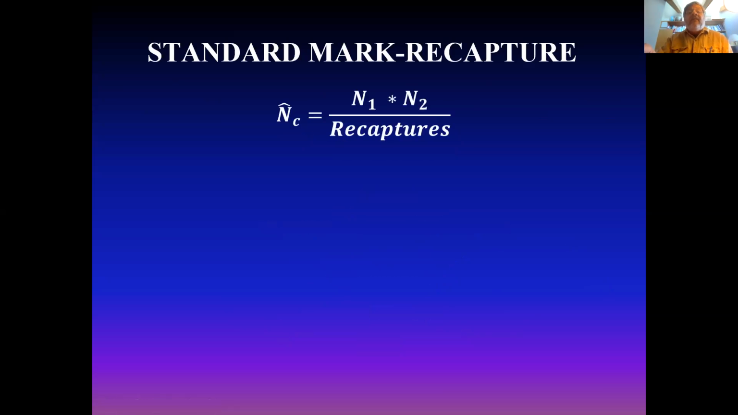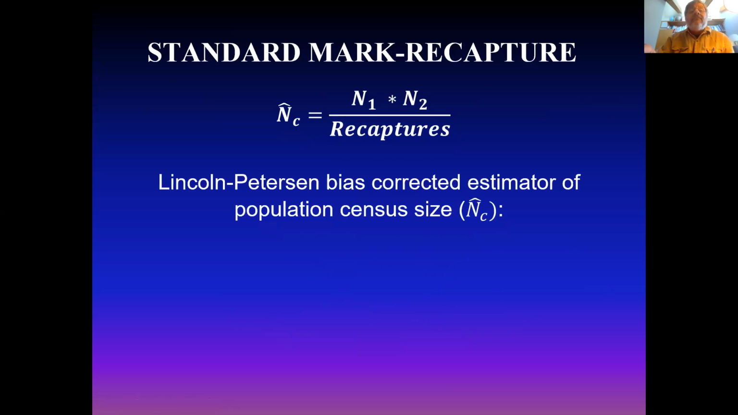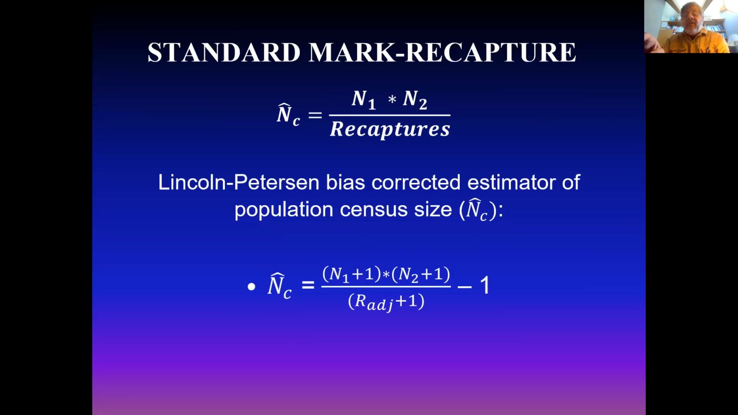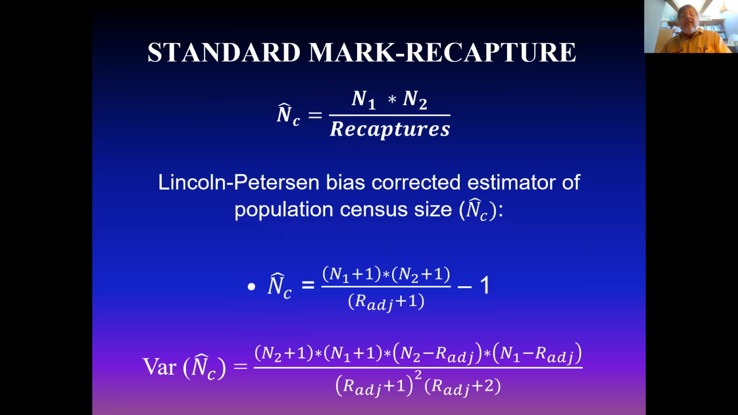function, and it's used in ecology, and it's known as the Lincoln-Petersen estimator, which is one of the estimators. It's corrected for biases, and it has a variance, and that variance can be used to estimate the confidence interval for that estimate. Pretty simple.